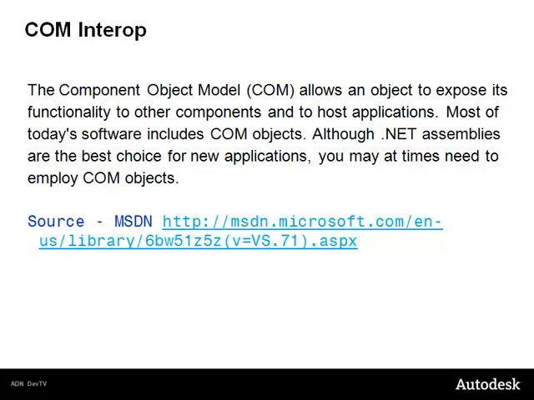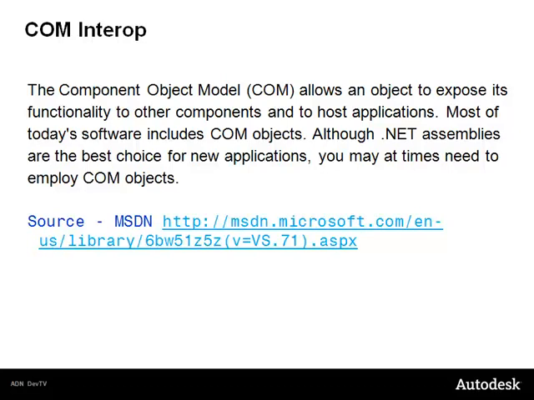The component object model, COM, allows an object to expose its functionality to other components and to host applications. Many of today's software include COM objects. Although .NET assemblies are the best choice for new applications, sometimes you might need to employ COM objects. MSDN has plenty of useful resources on this subject, which you can refer to if you want to learn more on this.